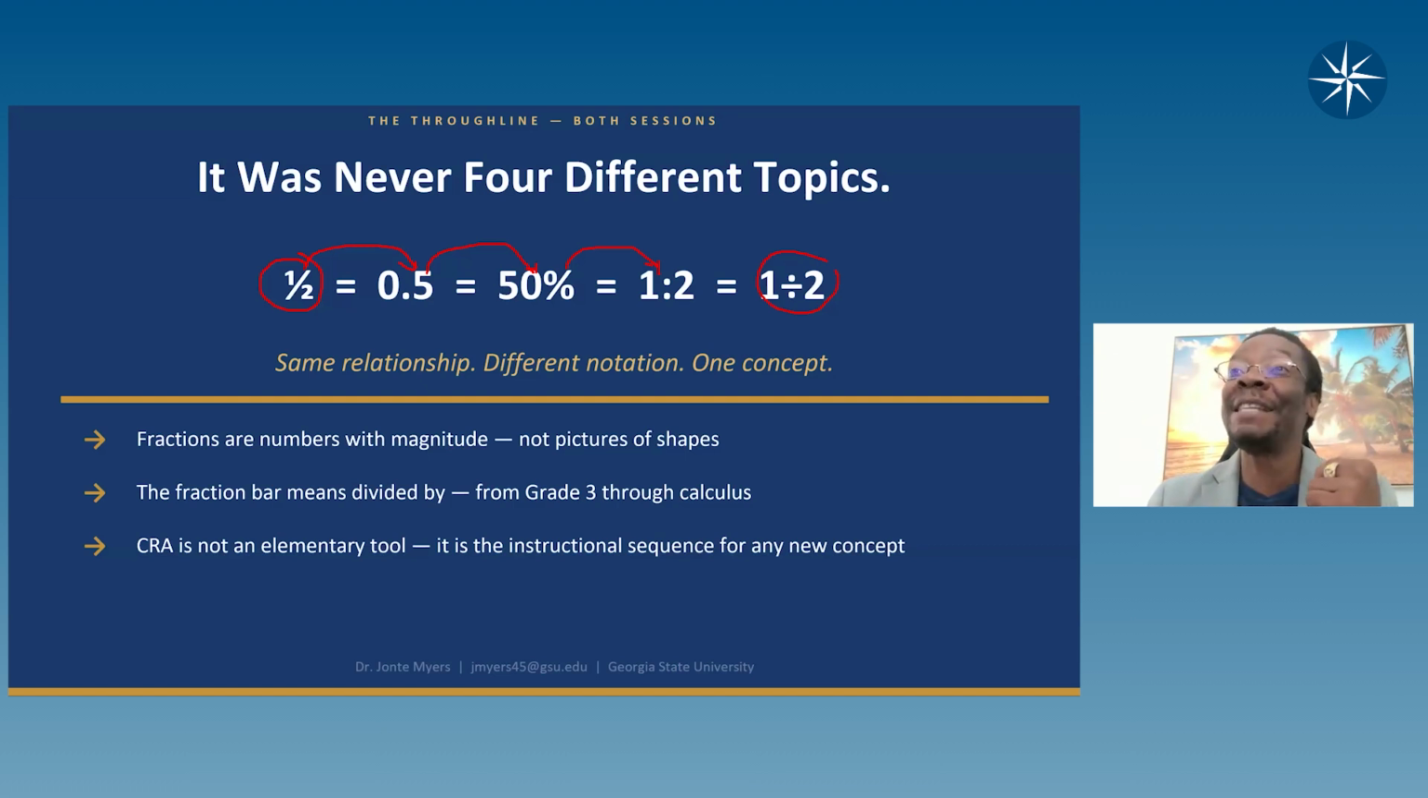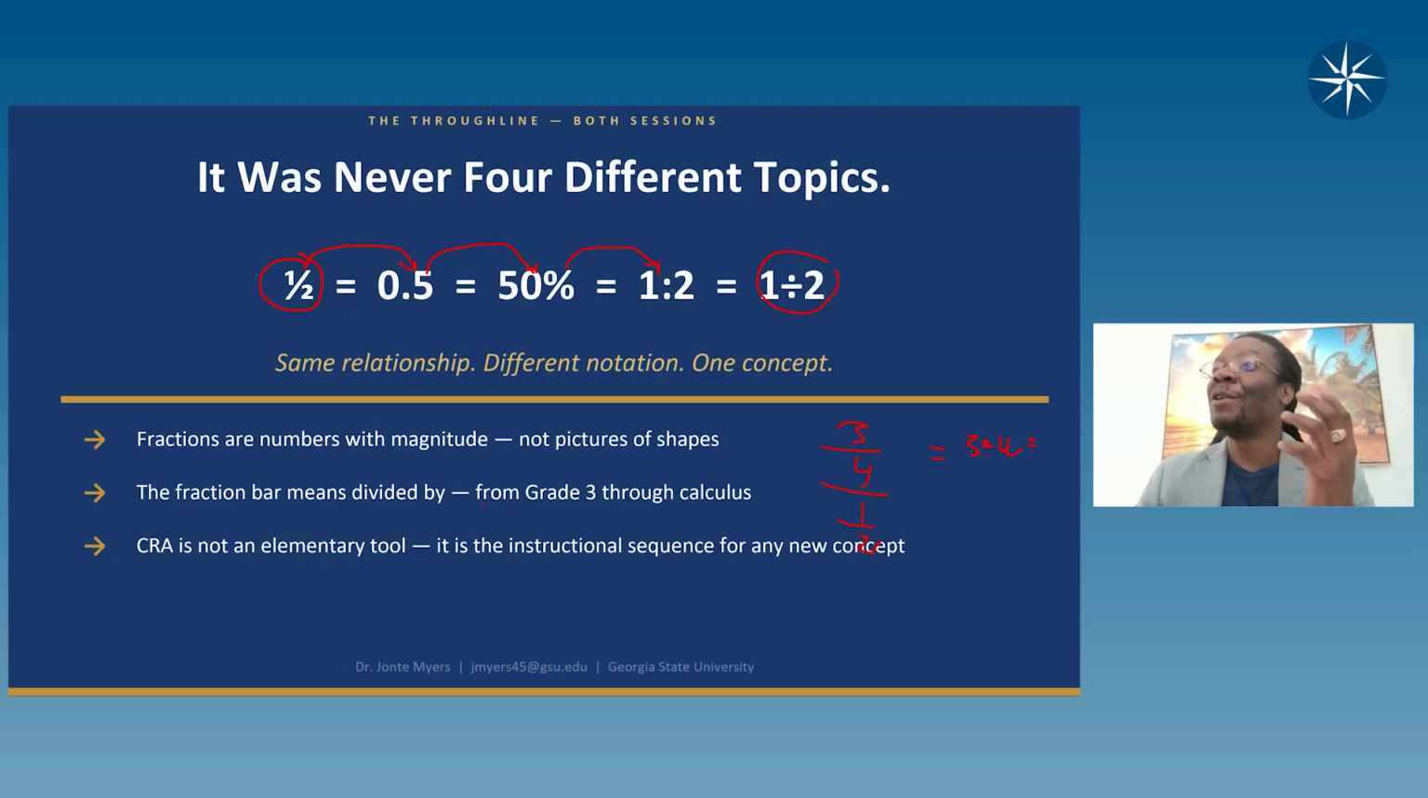The fraction bar means divide. Very important. So this fraction bar, so 3/4 over 1/2 is the same as 3 divided by 4 divided by 1 divided by 2. And they will have to use some parentheses there as they get further up the chain. But 3/4 over 1/2 is the same as 3/4 divided by 1/2. They need to see these in this way as well.